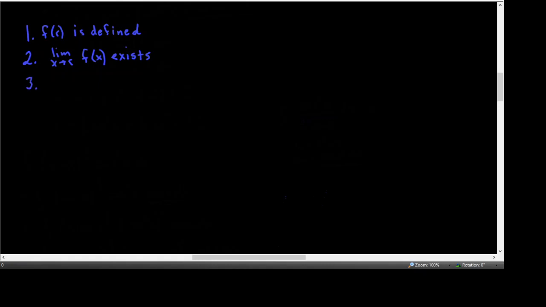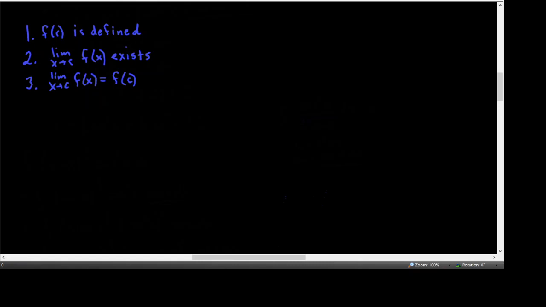Okay, and then the third thing is these two things that exist have to be the same number. That is, the limit as x approaches c of f of x has to be the same thing you get when you substitute c into the function for its y value. That's for continuity at a point.